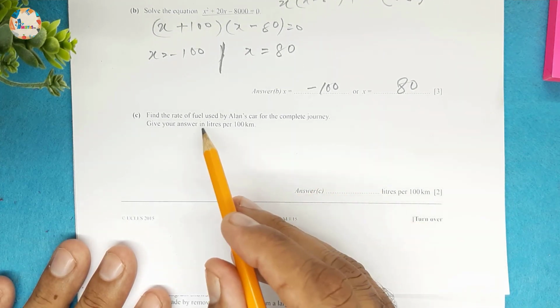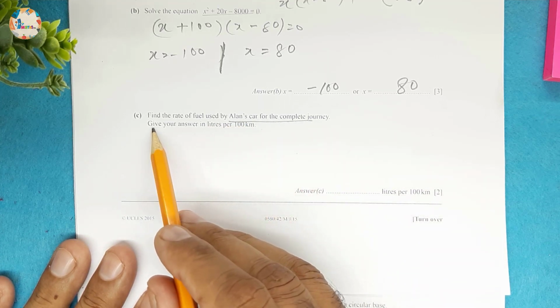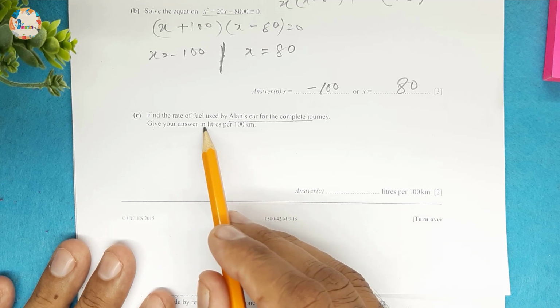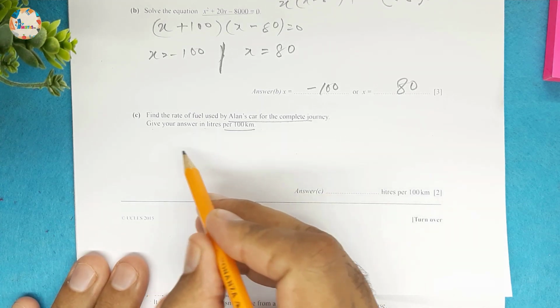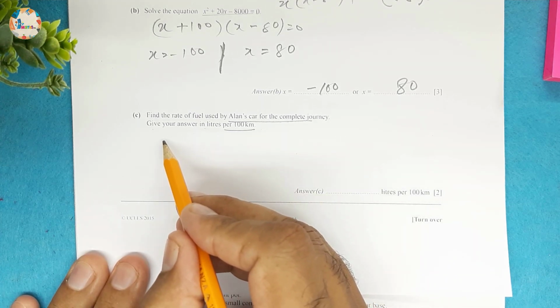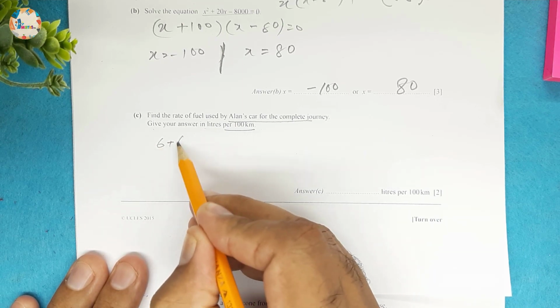Find the rate of fuel used by Alan's car for the complete journey. Give your answer in liters per 100 kilometers. If we check the total petrol used, basically fuel used is 6 plus 6.